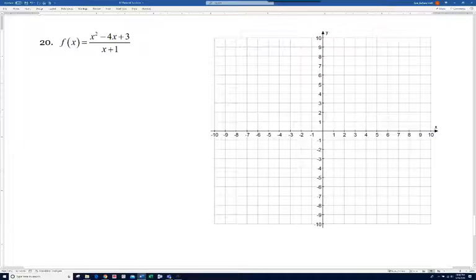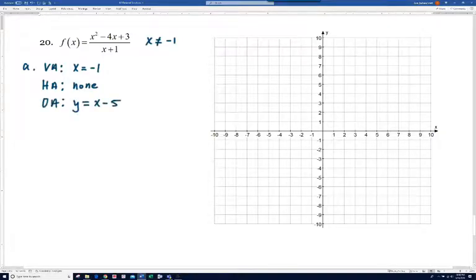All right, so first of all, x can't be -1. And so we know our vertical asymptote will be at x equals -1. For horizontal asymptotes, notice there won't be one because here we're top heavy. And so this is the case where we have an oblique asymptote. In fact, we've already done the division that you would need to do here. That was problem 12. And we found that the oblique asymptote is at y equals x minus 5.